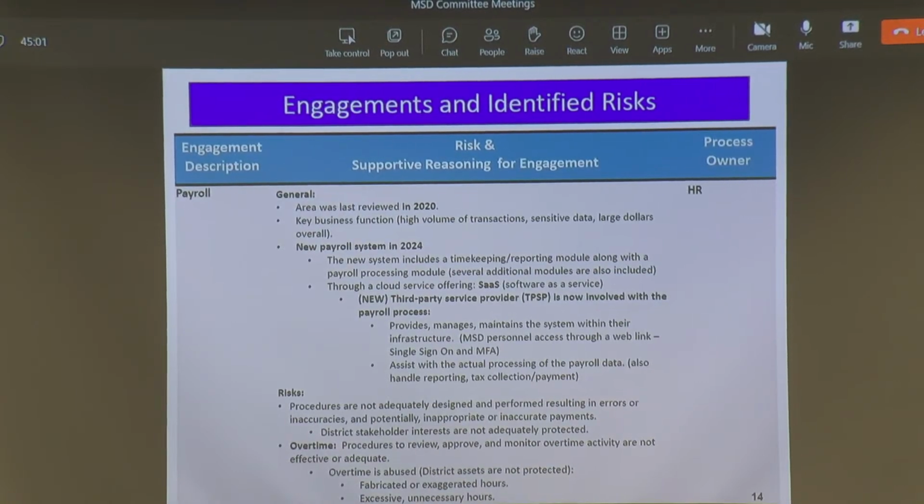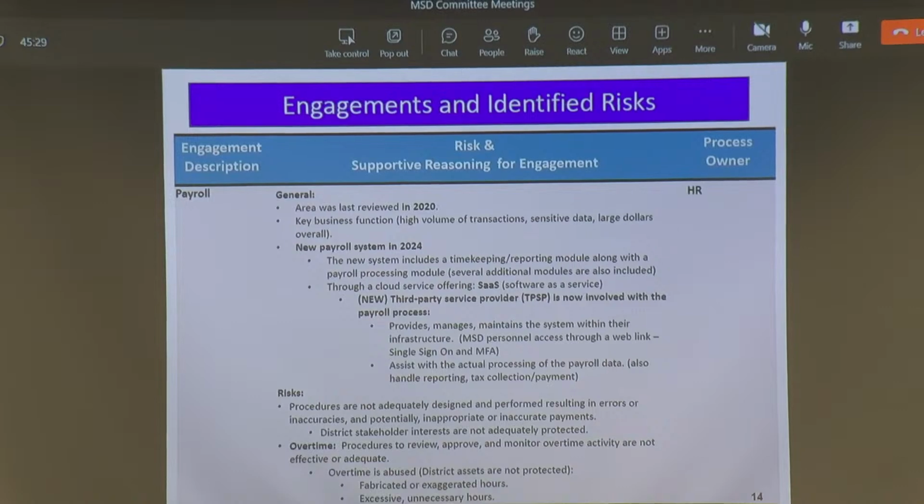Next area will be payroll. That's under HR. The last time we looked at this was in 2020. Obviously, this is a key business function. As you guys are probably aware, we have a new payroll system in place now that started early in 24. It includes a new timekeeping reporting module, along with a processing module, along with some other HR modules.